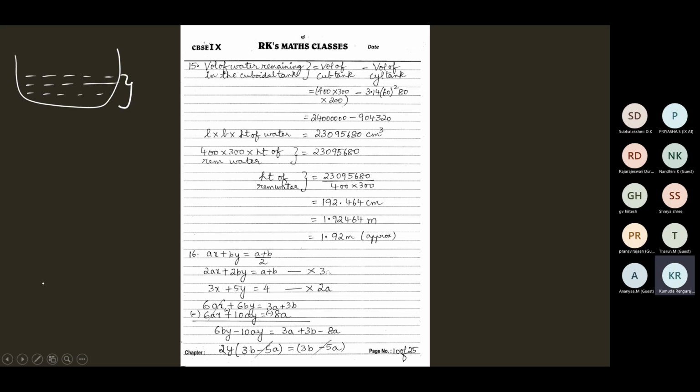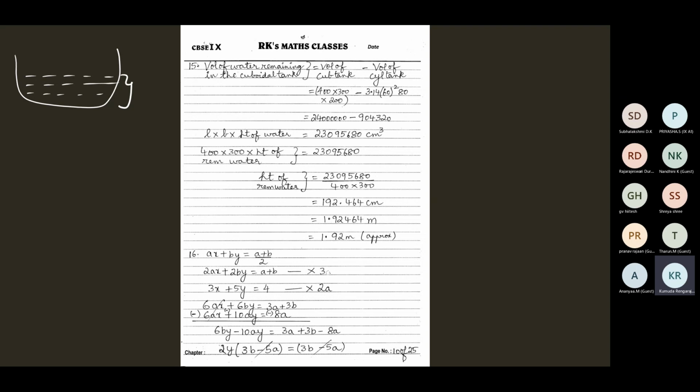Listen, children, you might know it, still listen to me carefully. If you're finding the capacity of the tank, it will be the length of the tank into the breadth of the tank into the height of the tank. But when you're finding the volume of water in the tank, it will be the length of the water into breadth of the water into the height of the water. If you want to find the volume of the tank, then it is length of the tank into breadth of the tank into height of the tank.